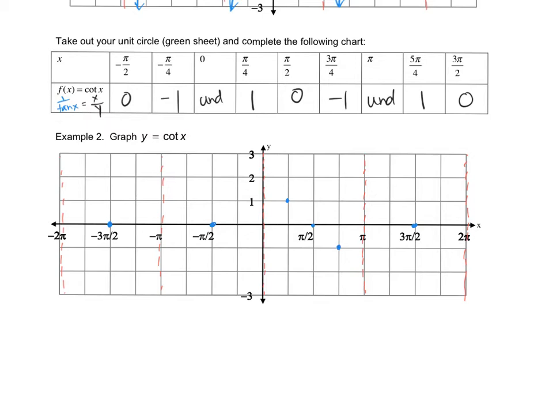Okay, so again, it looks like they could form a line, but we've got asymptotes, so we know this is going to actually be a curve. Okay, and then that repeats again within each period.